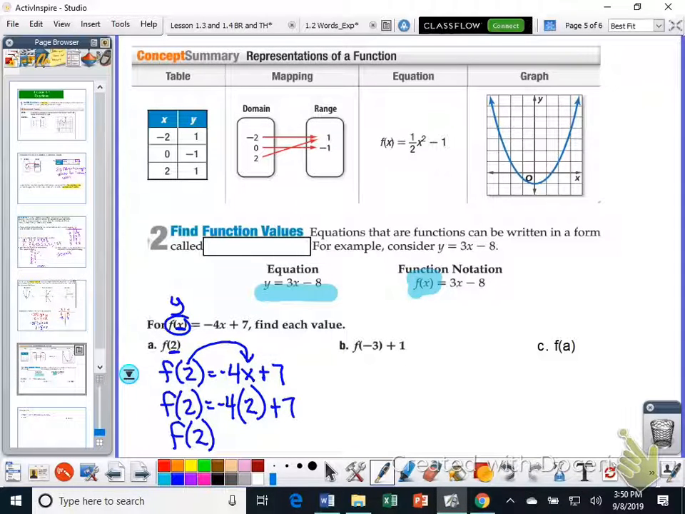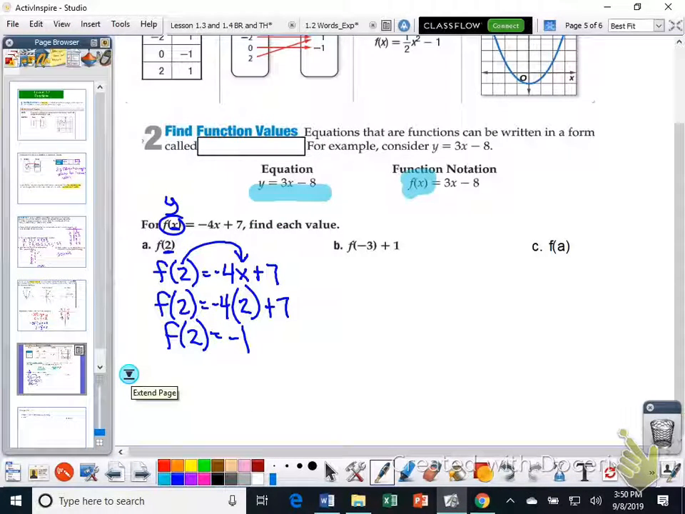All this is saying is, it's just a function. Well, what if we put 2 in for x? What do we get? f of 2, with 2 in for x, equals negative 8 plus 7, and that's negative 1. So f of 2 means, hey, when x is 2, my value is negative 1. The same thing goes for the next one.